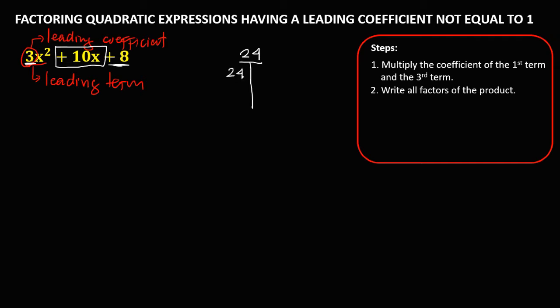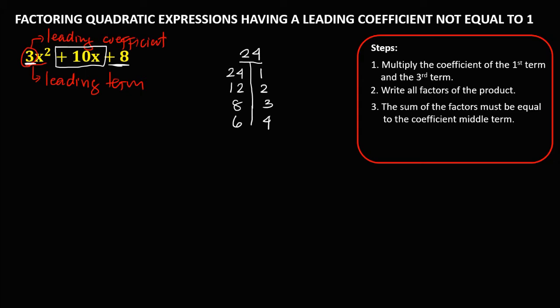So these are the factors of positive 24. We have 24 times 1, also 12 times 2, that's 24, 8 times 3, that's also 24, and 6 times 4. Then the sum of the factors must be equal to the coefficient of the middle term. So therefore, we need to add all the factors.